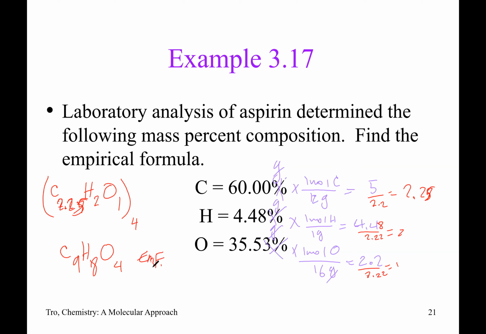So you just follow the steps. Convert to gram, convert the gram of each element to mole of each element, divide all moles of element by the smallest mole number for the element. You find the lowest ratio, but your lowest ratio must be whole number. If it's not a whole number, you work with it and multiply by n value.